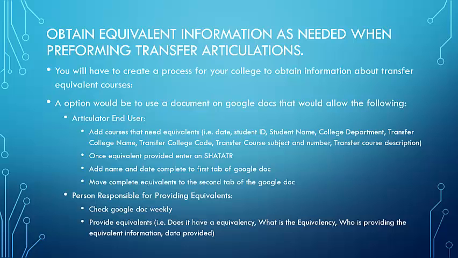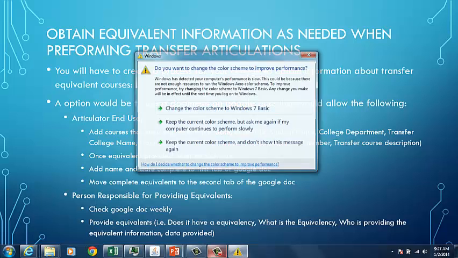So one option that you could use would be using a Google Doc. And with the Google Doc, I'm going to show you how it can work. This is totally up to you and your college, if y'all want to use this. But there are 2 people involved: the articulator end user and the person or persons responsible for providing equivalences. So the articulator end user would add courses that need equivalences. Once the equivalent is provided, they would enter the data on SHATATR.